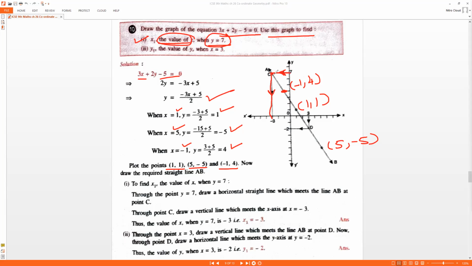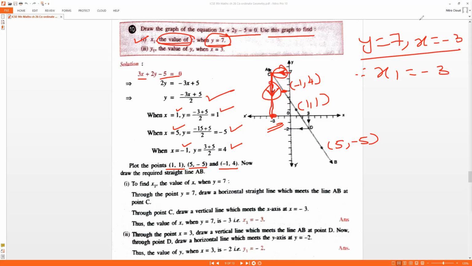This arrow intersects the graph at point C. Then from point C, you drop a perpendicular downwards, a vertical line, so a down arrow. Wherever it intersects is the value of x for that point. So when y is 7, x is equal to -3. Is that clear? Are you getting my point, everyone? So x1 is -3. That is why we have arrows. This is what we have to show.